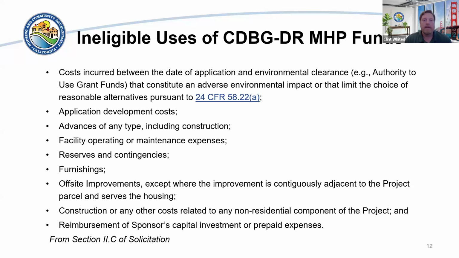22A. Application development costs, advances of any type, including construction, facility operating or maintenance expenses, reserves and contingencies, furnishings, offsite improvements, except where the improvement is contiguously adjacent to the project parcel and serves the housing, construction or any other cost-related non-residential component of the project, and reimbursement of sponsors' capital investment or prepaid expenses. Next slide.